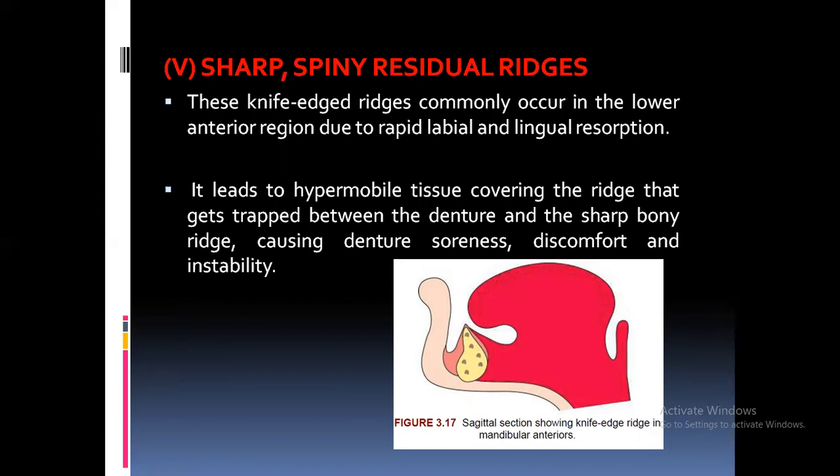And this picture shows a sagittal section of the knife-edge ridge in the mandibular anterior region. So the placement of the denture over the knife edge in the mandibular anterior area leads to soreness, discomfort, and instability. And the knife-edge ridge usually occurs due to rapid labial and lingual resorption.